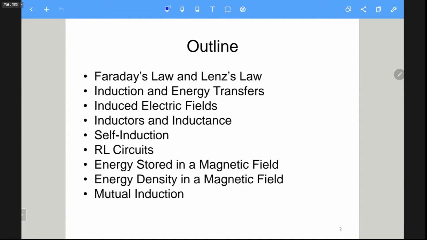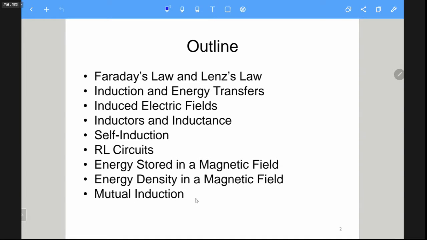So this is the outline of chapter 30, induction and inductance. We will talk about Faraday's law here, Lenz's law, induction, and then induced E field, and then inductor and inductance. Most of you are ECE students, so you should have learned it in circuit analysis. You know what L is. And then we'll talk about self-induction, RL circuits, and energy stored in the magnetic field, and then mutual inductance.